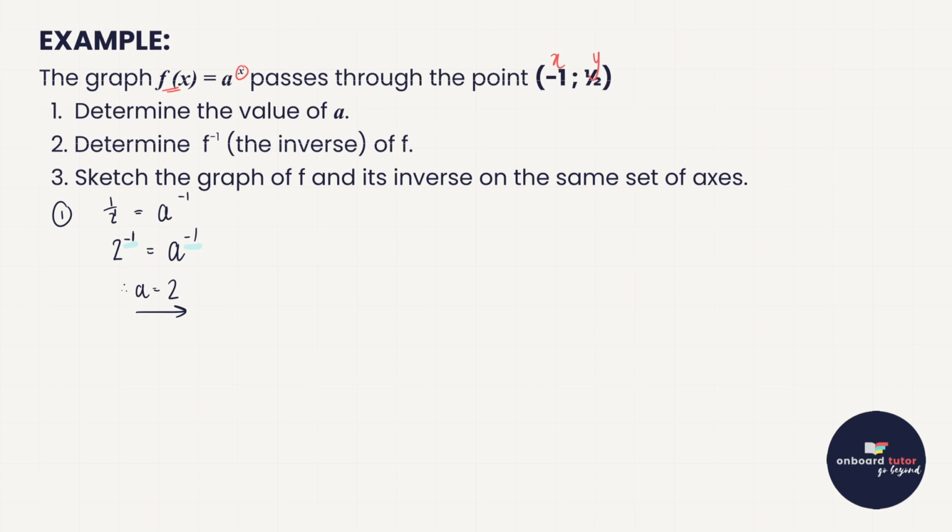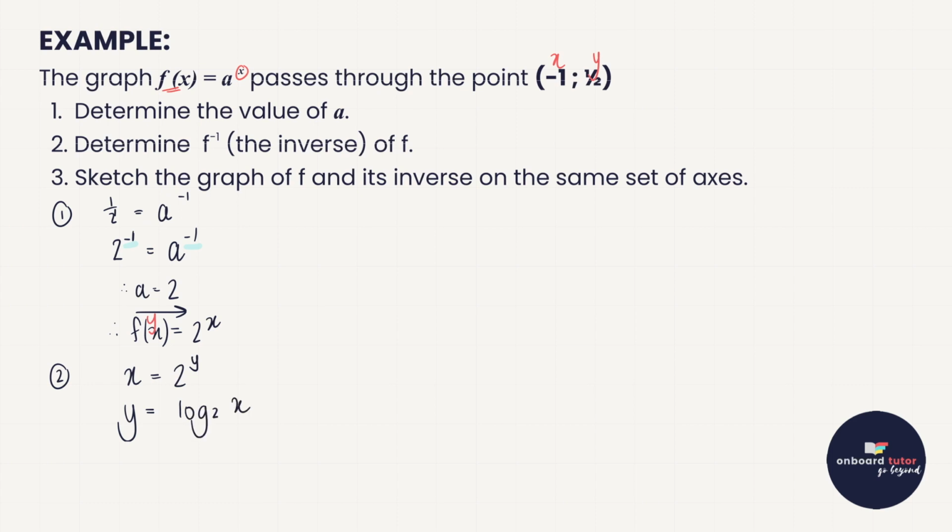Okay, then question 2 says determine the inverse of f. So now I know what the equation of f is. f of x is equal to 2 to the power of x. So I can easily determine the inverse now by saying, well, that's y. y is equal to 2 to the power of x. So let's switch that out, and we'll end up with x is equal to 2 to the power of y. And then I need y to become the subject, so y is equal to log base 2 of x.